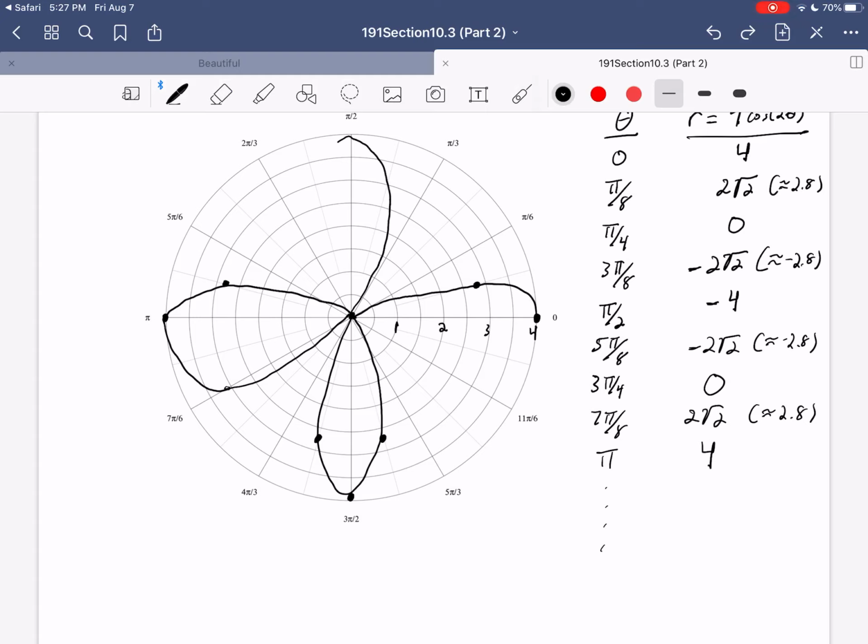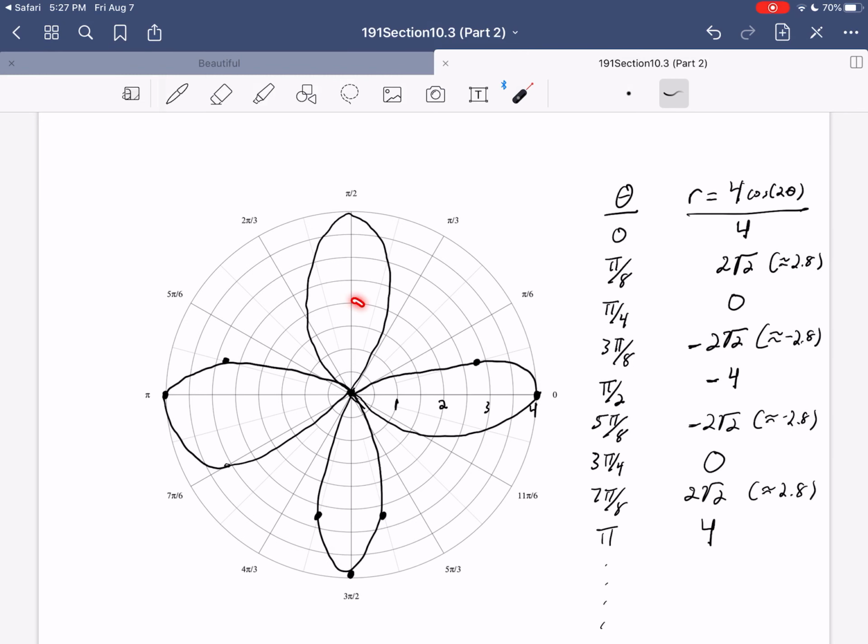This guy will swing up there. We'll swing down there. And then at the end, we'll come through down there. And there we'll go. And this thing will create this sort of 4-petaled graph if we went ahead and finished up all the way down to 2 pi. So there we go. This thing actually has these 4 distinct sections.